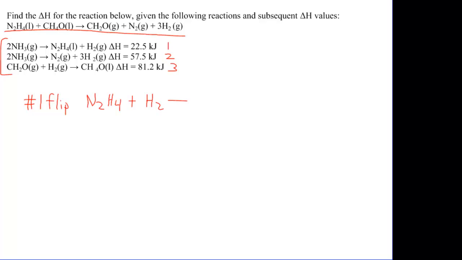H2 is my other reactant. Those were the two products, and now my reactants become my products. So 2NH3 becomes my product. This gives me N2H4, which I was looking for in the original equation that I'm trying to solve for. You must do the same thing to the delta H that you did to the reaction. So if I flipped the reaction, I need to flip delta H. So I get negative 22.5 instead of positive 22.5.